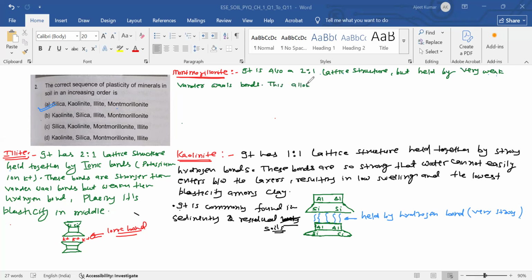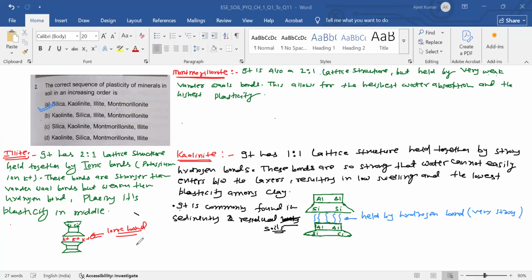This allows for the highest water absorption and the highest plasticity. Okay, let me make a chart, and this is a very important chart.